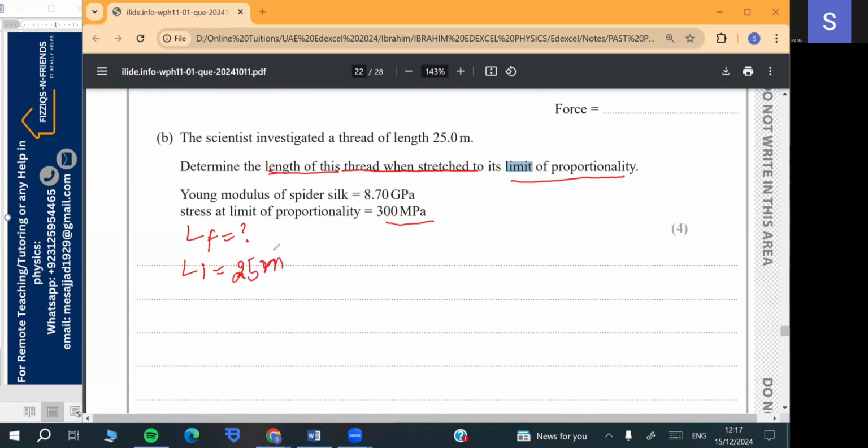Oh, my pen is not working again. So initial length is 25 meters, right? Young modulus is 8.70 into 10 to the power plus 9 pascals, and stress is equal to 300 into 10 to the power 6 pascals. So I'm applying the Young modulus formula, which is stress over strain.